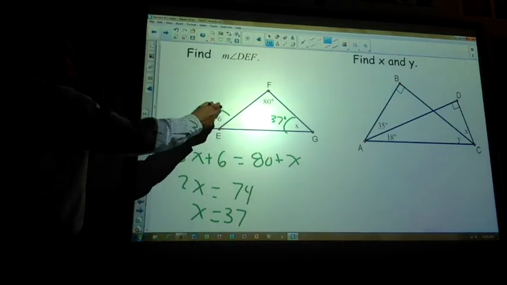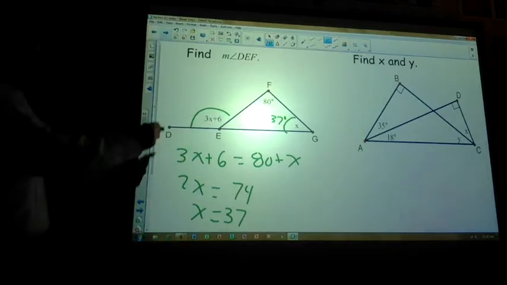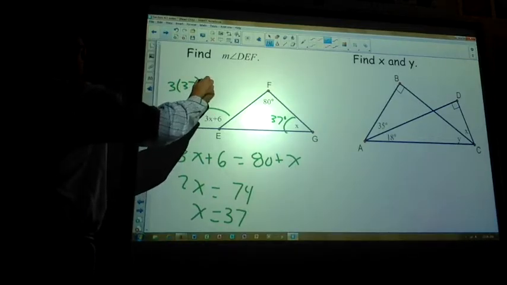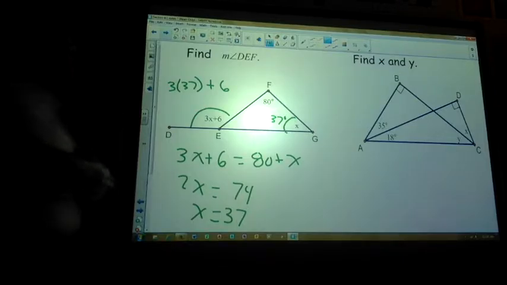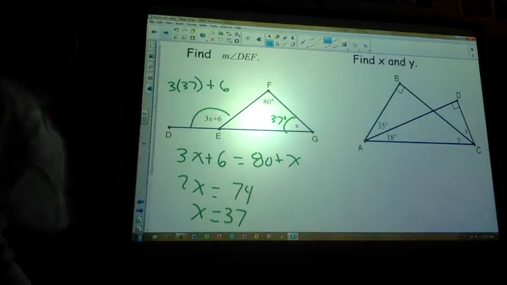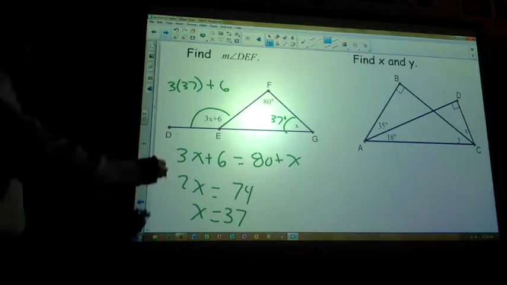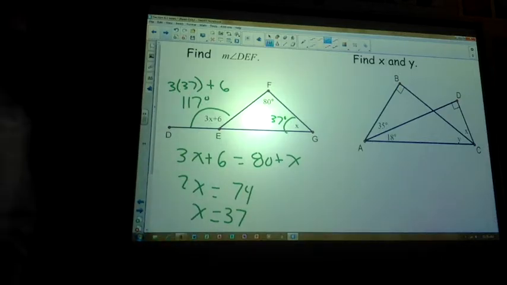What is this angle then? 3 times 37 plus 6? Help me out. It's 117. So 117 degrees.